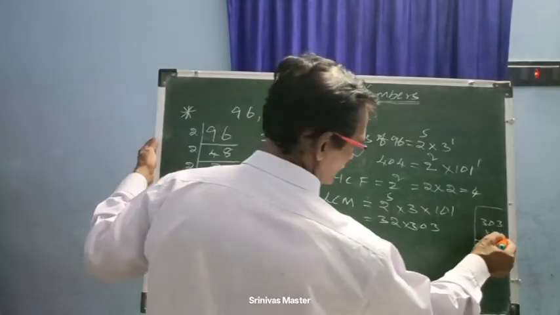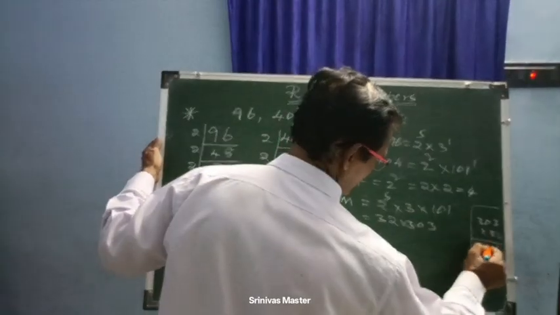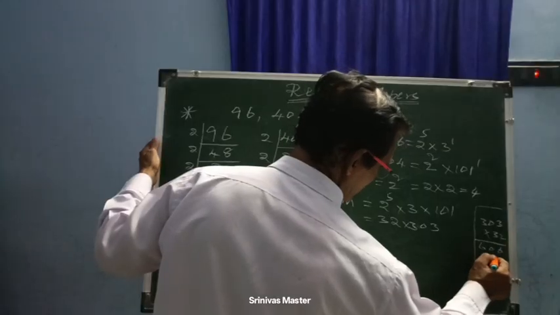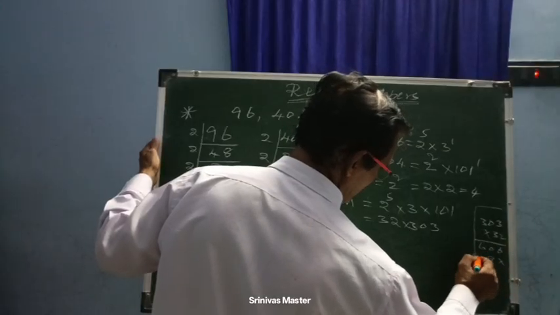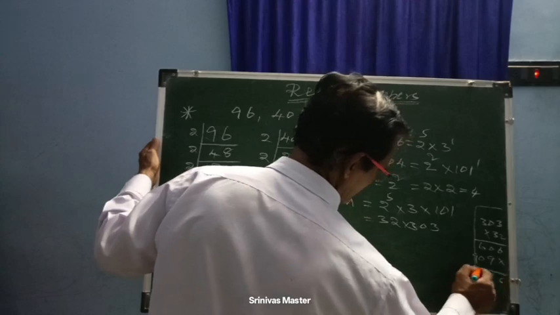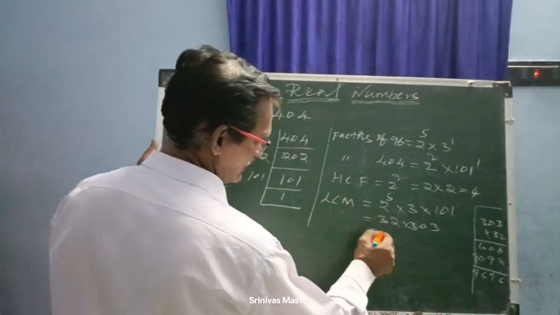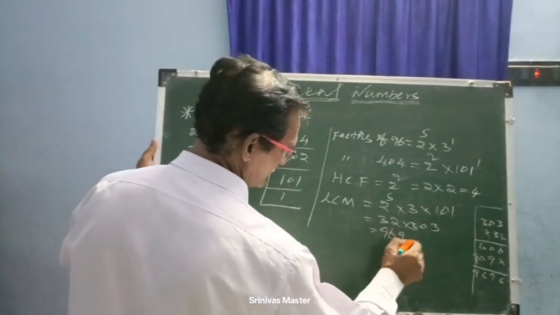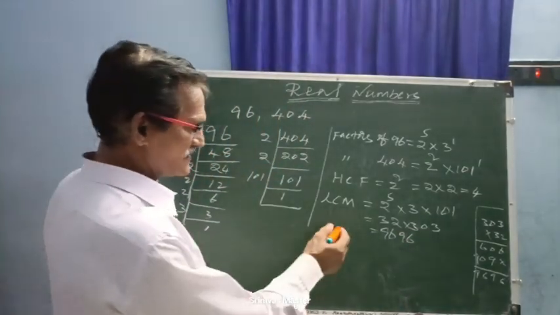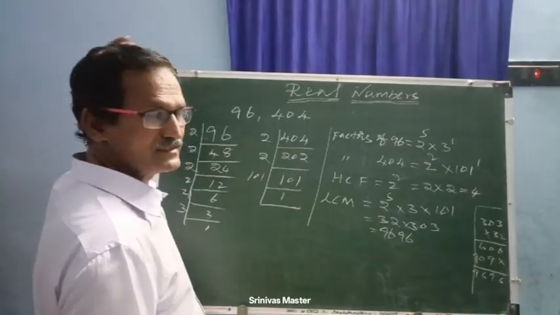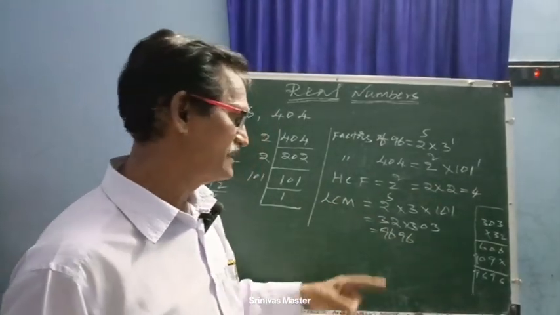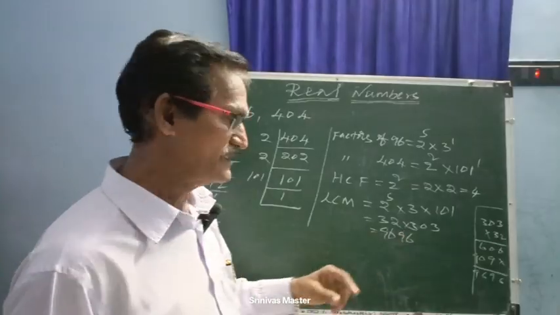Take it in column form, 303 into 32. General multiplication, children. 2 3s are 6, 0, again 2 3s are 6. 3 3s are 9, 0, again 3 3s are 9. Now take 6 9 6 9. That means how much are you getting? 9696. Just like a fancy number. So LCM is equal to 9696. That means HCF is 4, LCM is 9696.